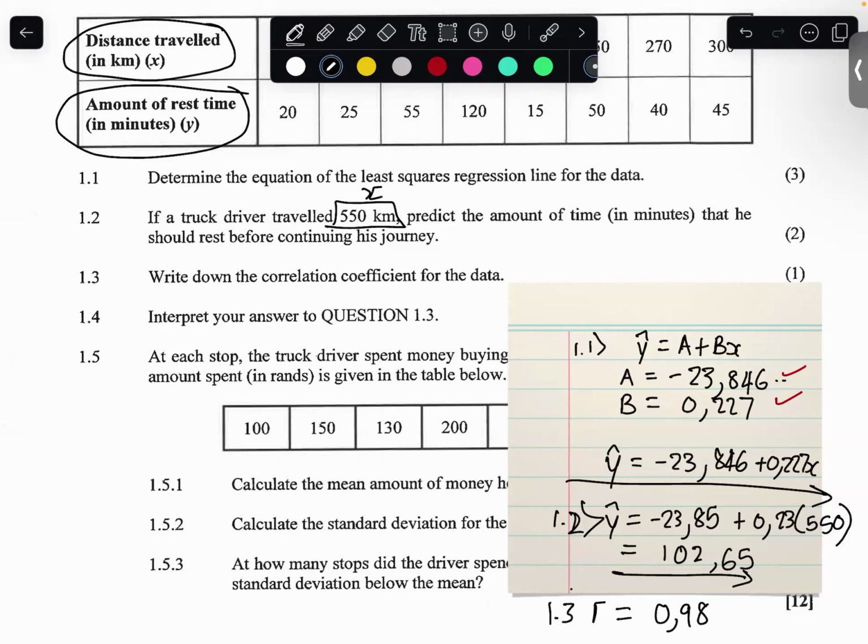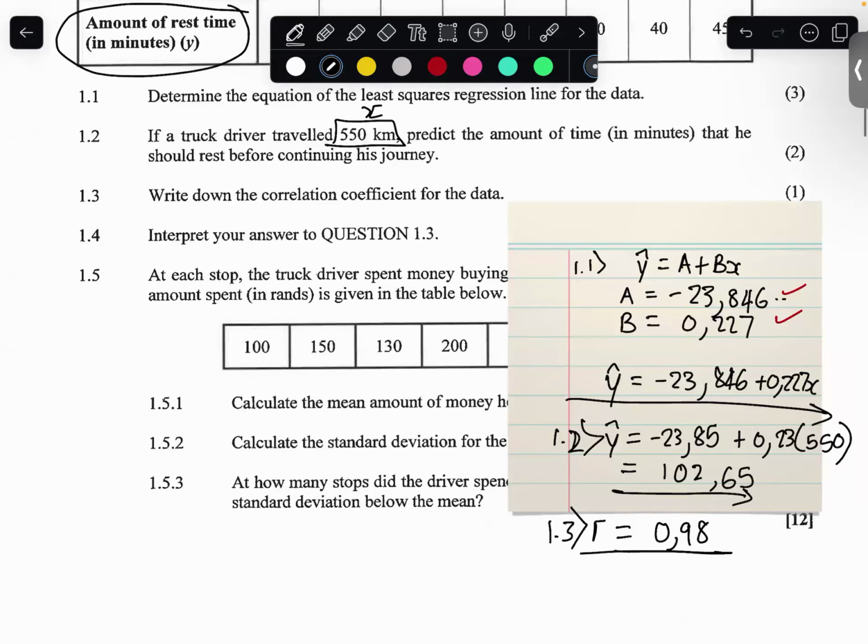That was 1.3. Next question says, interpret your answer to question 1.3, meaning comment on the correlation coefficient. All you have to say is 0,98 is between 0,9 to 1, which is positive. First of all, this answer is positive. So you have to answer 2 parts to this. One is that it's positive, and the second is that it's very strong. So positive, strong correlation. That's what you need, right? And that's the answer to commenting on the correlation coefficient. Positive and strong. Had this answer been negative, you would say negative and strong, right?